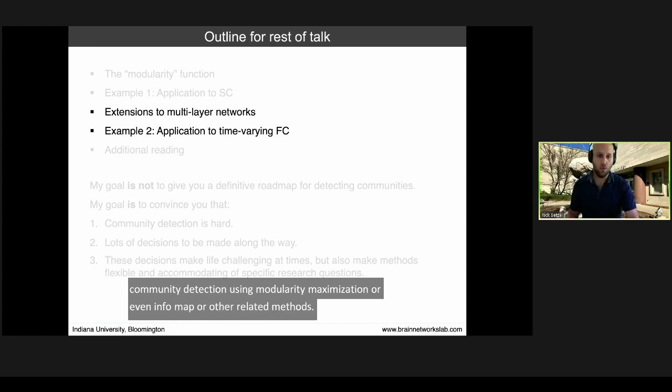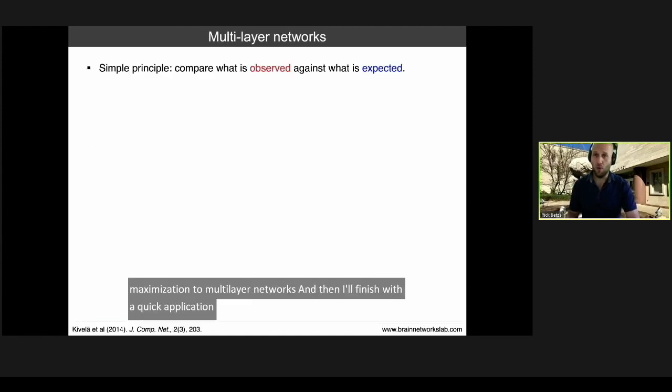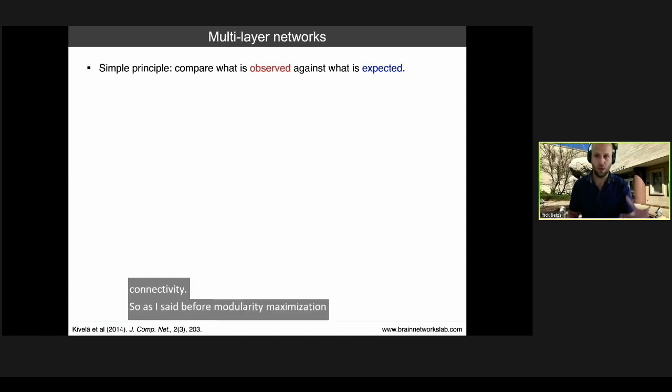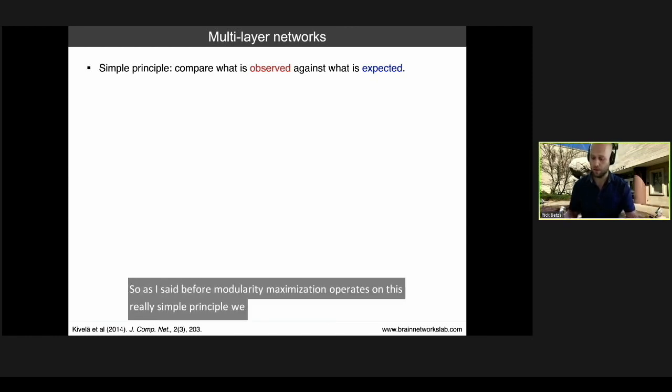And now I want to move on to the second component, which involves extending modularity maximization to multi-layer networks. And then I'll finish with a quick application to time-varying functional connectivity. So, as I said before, modularity maximization operates on this really simple principle. We compare what we see with what we'd expect. We try to cluster on the basis of that.